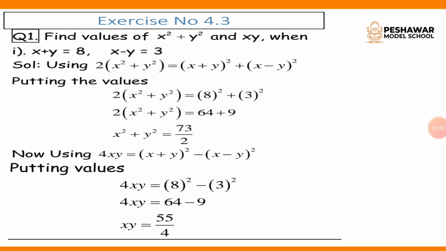Now using 4xy, which is equal to (x plus y) whole square minus (x minus y) whole square, which is formula number 4. After putting the values, we get 8 square minus 3 square, 64 minus 9, which is equal to 55, and divide both sides by 4 because we have to find xy only, and 4 multiplied with xy, so xy is equal to 55 divided by 4.